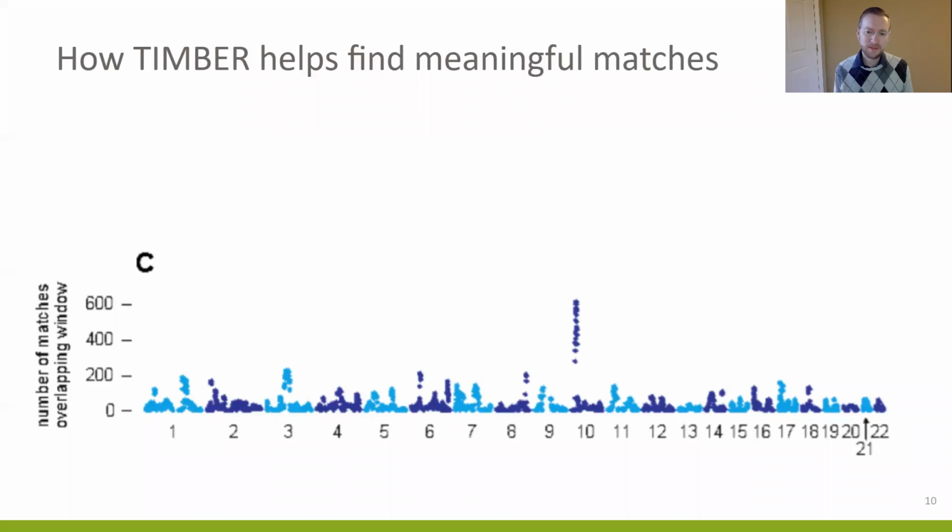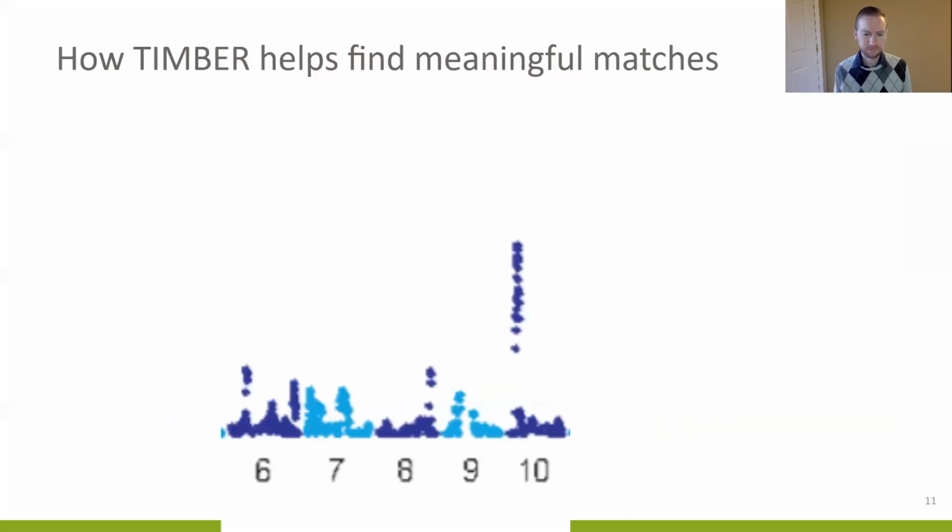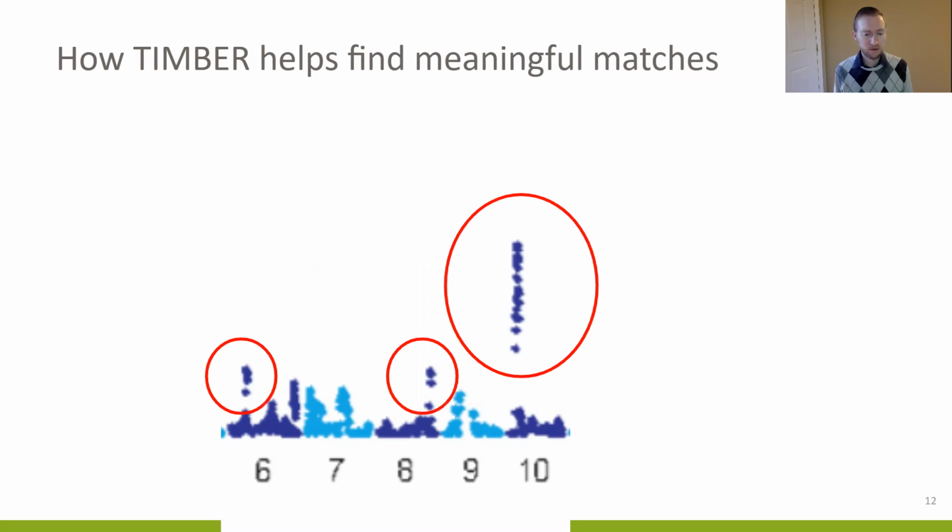The plot on this slide looks a little different than the one we've been looking at on the past few slides, but it is showing the same type of data. Each dot is the number of matches that are shared with this customer at a particular segment. The plot runs across the customer's 22 chromosomes. If we zoom into this example customer's plot, we can see that there are some of these huge peaks. On chromosome 10, 8, and 6, for example.